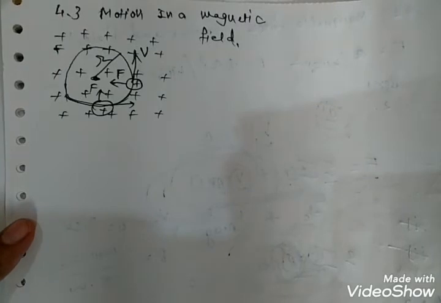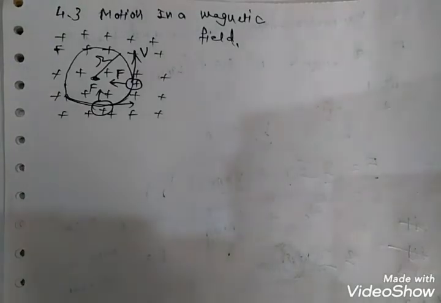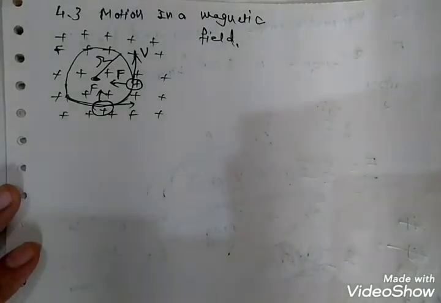Topic 4.3: Motion in a magnetic field. In the case of motion of a charge in a magnetic field, the magnetic force is perpendicular to the velocity of the particle. So no work is done and no change in the magnitude of the velocity is produced.